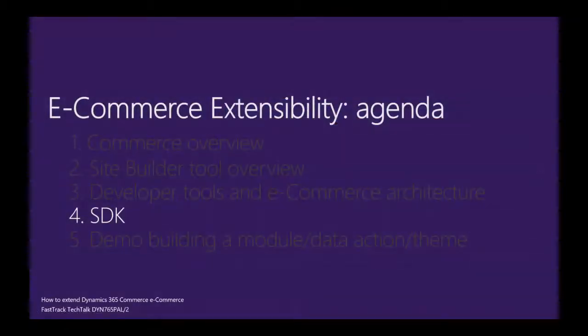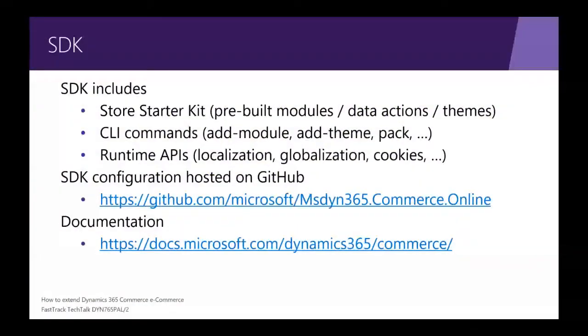All right, so I'm going to show you how to acquire the SDK. As I mentioned, it has the starter kit. It has a bunch of CLI commands like creating a module. There's a command to do that, or adding a theme, or packing, as I mentioned. There are some runtime APIs to do things like globalization and cookie management. And to get the SDK, you just go to our GitHub.